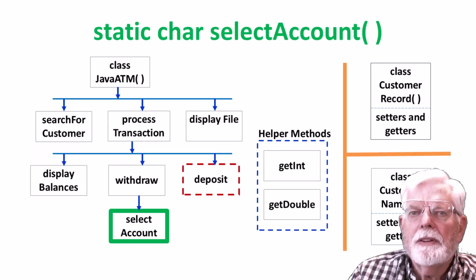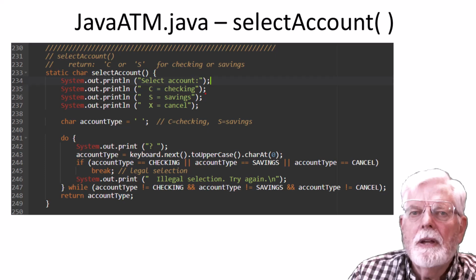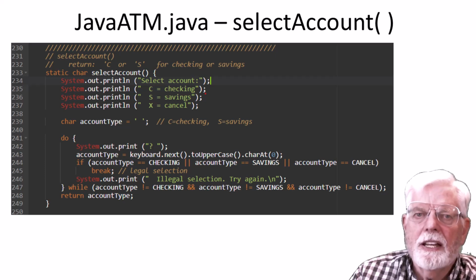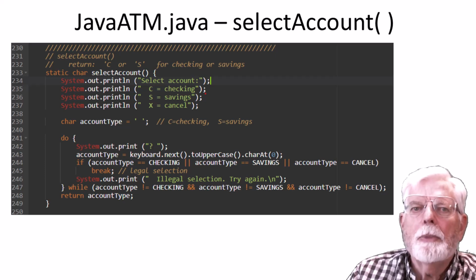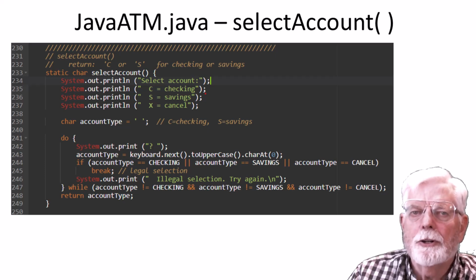The select account method displays a menu and lets the user select their checking or savings account. The select account method is probably one of the simplest of them all. It displays a menu with options for selecting checking, savings, or cancel. The keyboard is read and the do-while loop program stays in the loop until C, S, or X is entered. The selection, as a character data type, is then returned to the main program.